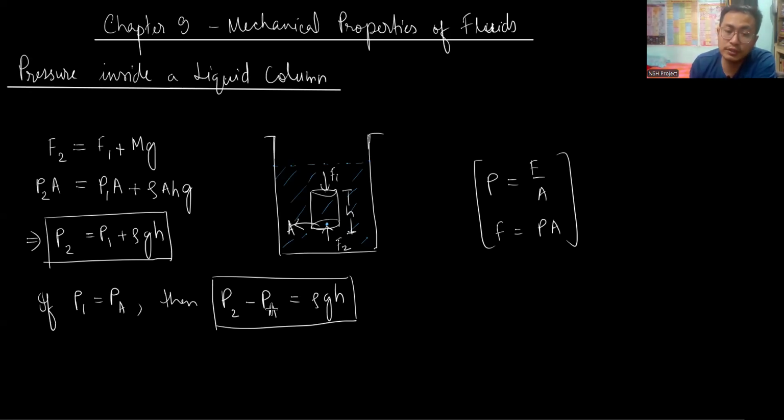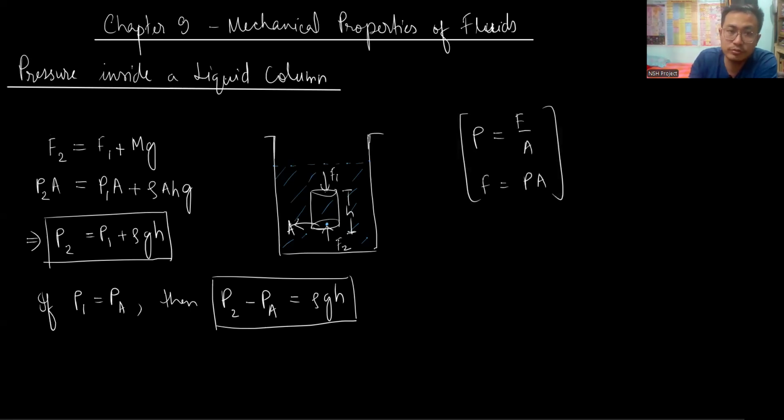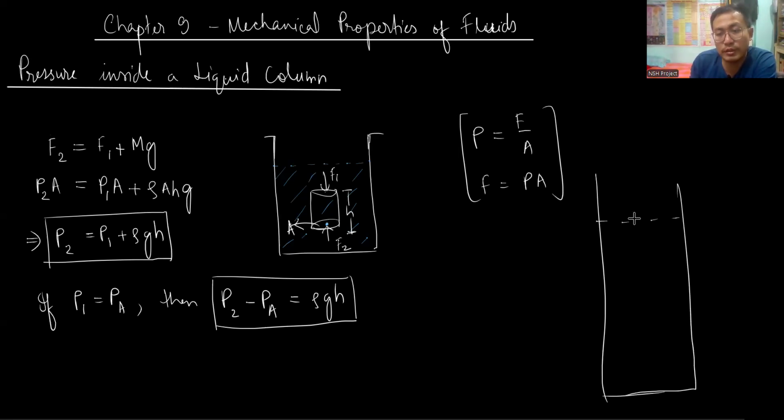Rho gh is the pressure due to the liquid column from the surface. Atmospheric pressure is there on the surface. Now suppose you go down inside the liquid up to a depth d. The pressure at that point is equal to pa plus rho gh.